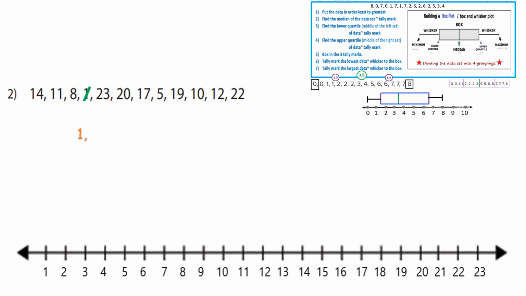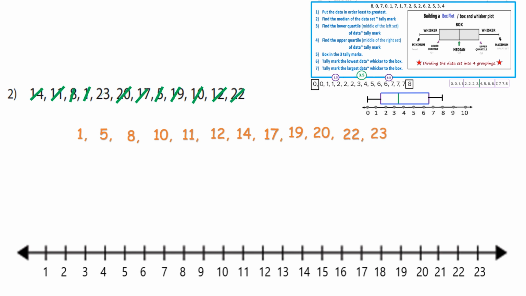But I always have to start with step 1, and that's putting them in order from least to greatest. So I have 1, 5, 8, 10, 11, 12, 14, 17, 19, 20, 22, 23. Now, once again, I know that was fast, so you can slow down this video as often as you need to and review it, but we always have to start by putting them in order from least to greatest.